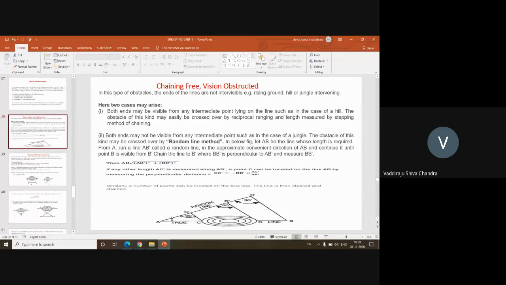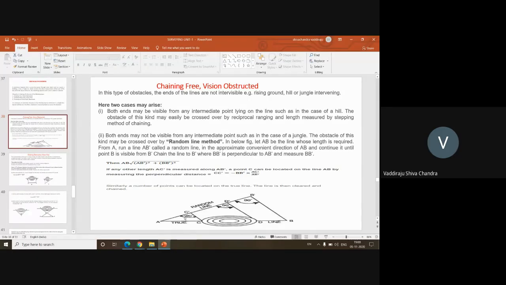That is, I can do the chaining. Assume that this is a boulder, or some higher elevated ground from where I'm not able to see. When I'm standing at A, I'm not able to see point B, and vice versa. But I can do the chaining adjacent to this. So I will chain a line from A to B dash, such that from B dash, B is visible. I can measure the distance AB dash: from A to C dash, assume one chain length, from C dash to D dash, a second chain line, D dash to B dash, a third chain line. I can also measure BB dash using the chain again. Let us assume that this is also one more chain line: 20 meter, 20 meter, 20 meter.